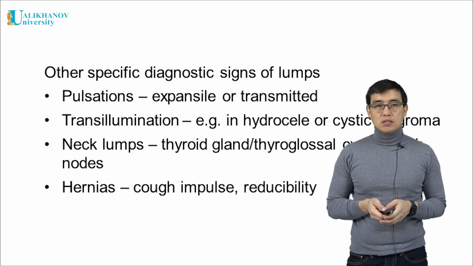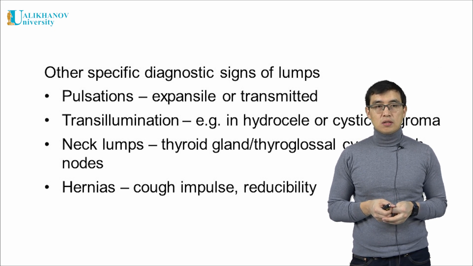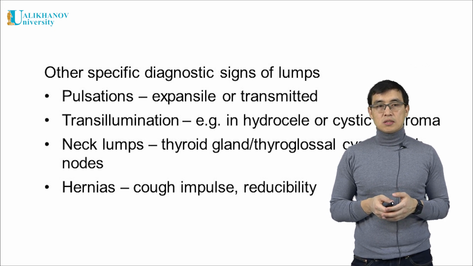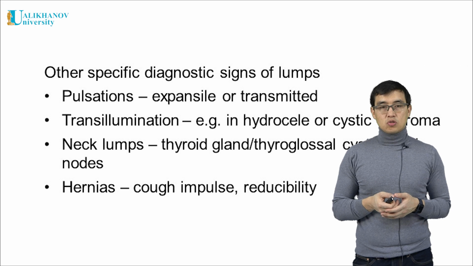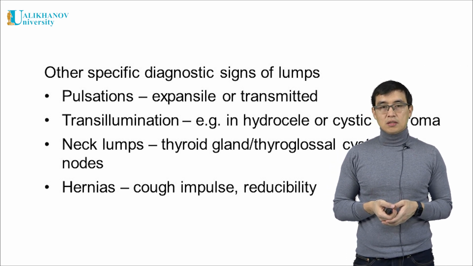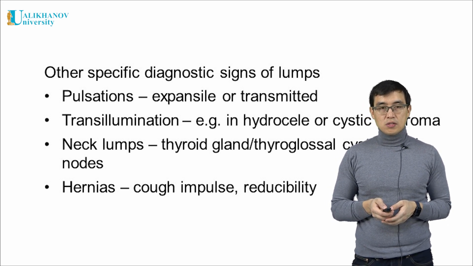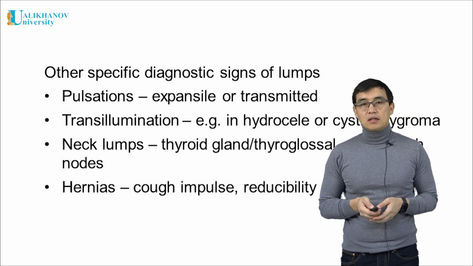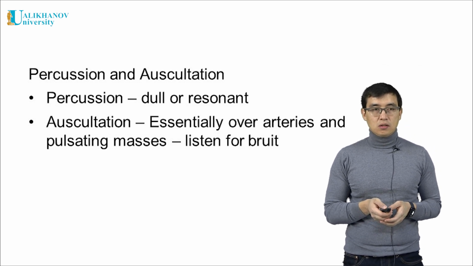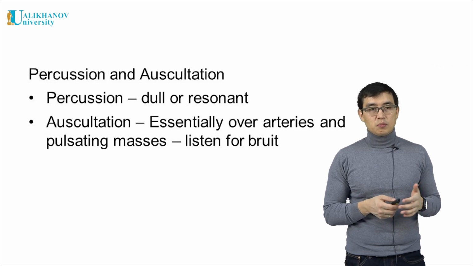Other specific diagnostic signs of lumps are pulsations, transillumination, neck lumps, and hernias. For hernias, we use examination like cough impulse and reducibility. Neck lumps: thyroid gland, thyroglossal cyst, and lymph nodes. Transillumination, for example, in hydrocele or cystic hygroma. In percussion, we can sense dull or resonant. Auscultation essentially over arteries and pulsating mass.